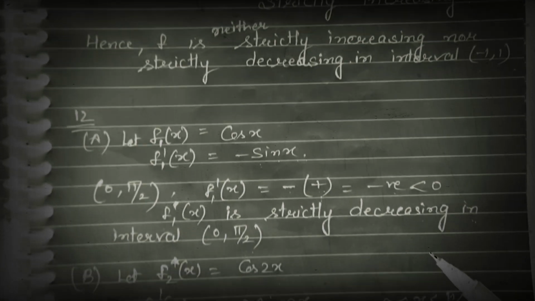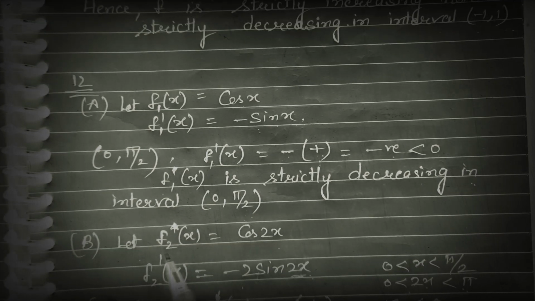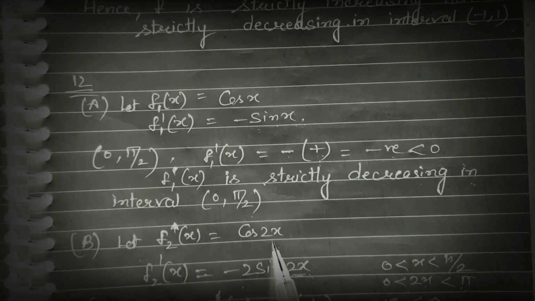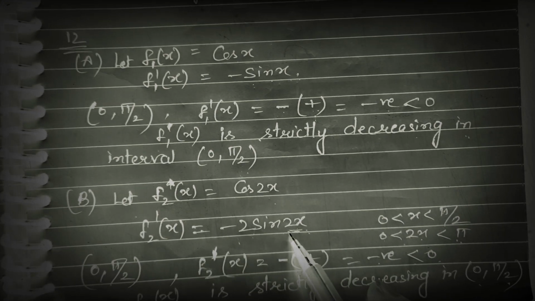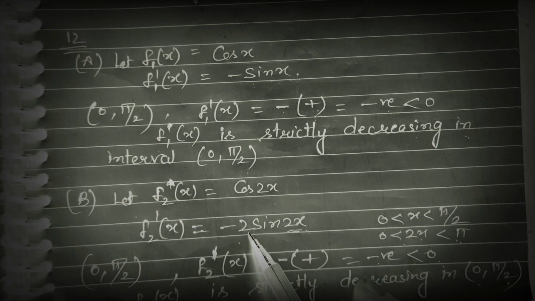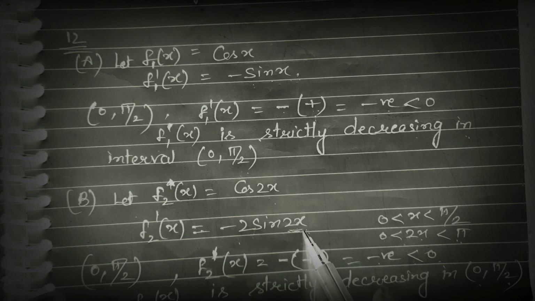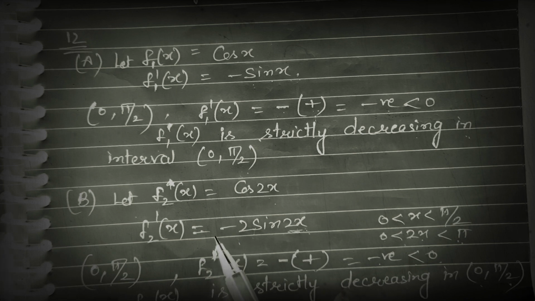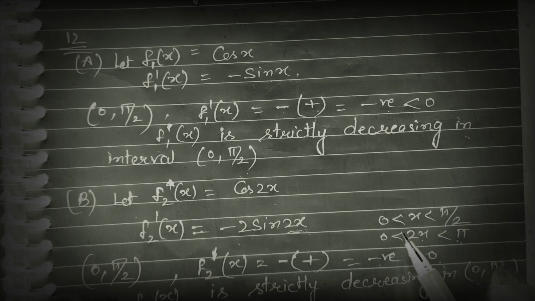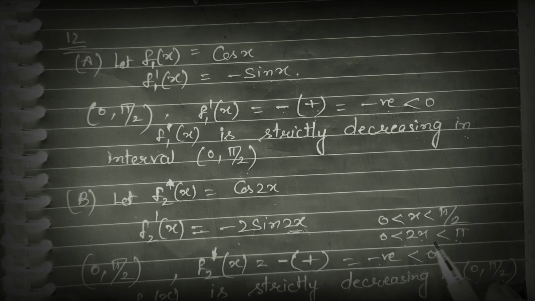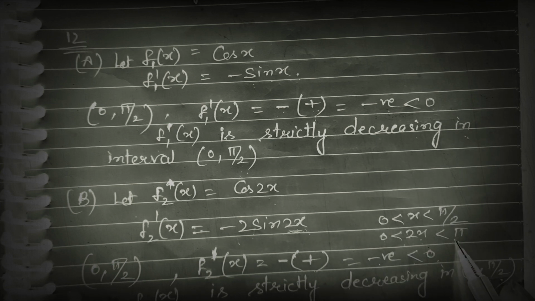Is it okay? Now come to B part. Let the second function be cos 2x. Let f2(x) is equal to cos 2x. Take its derivative. The derivative of cos 2x is minus sin 2x, and the derivative of 2x is 2. So it is minus 2 sin 2x. And we have to check in the interval 0 to pi by 2. If x lies between 0 and pi by 2, then 2x lies between 0 to pi.